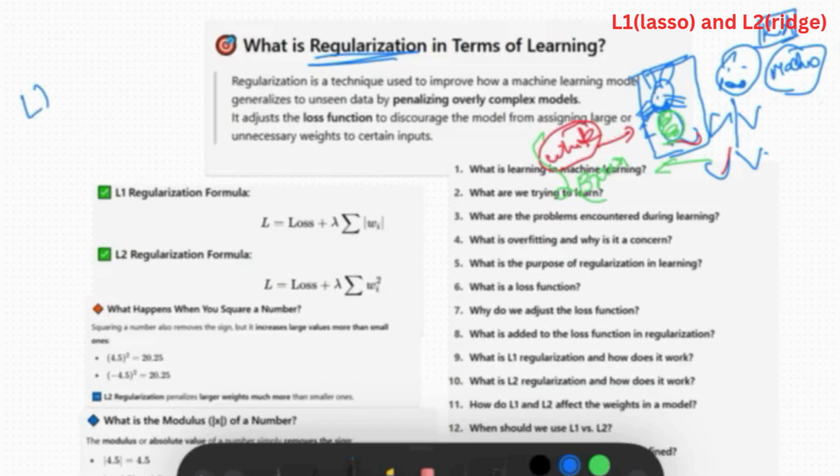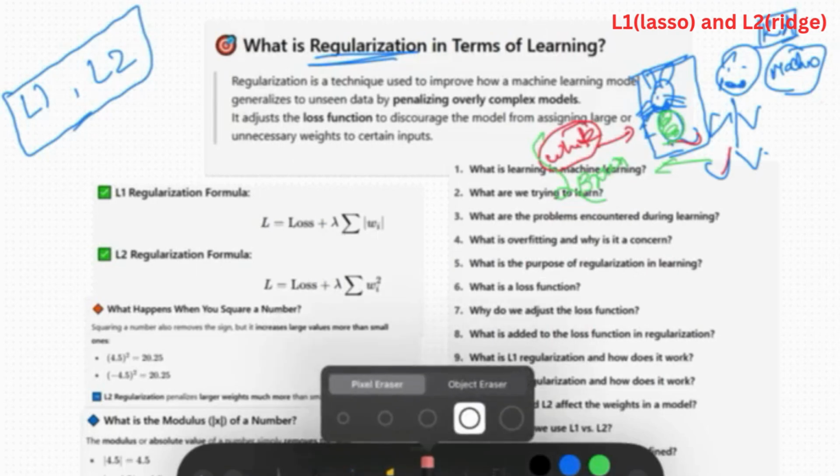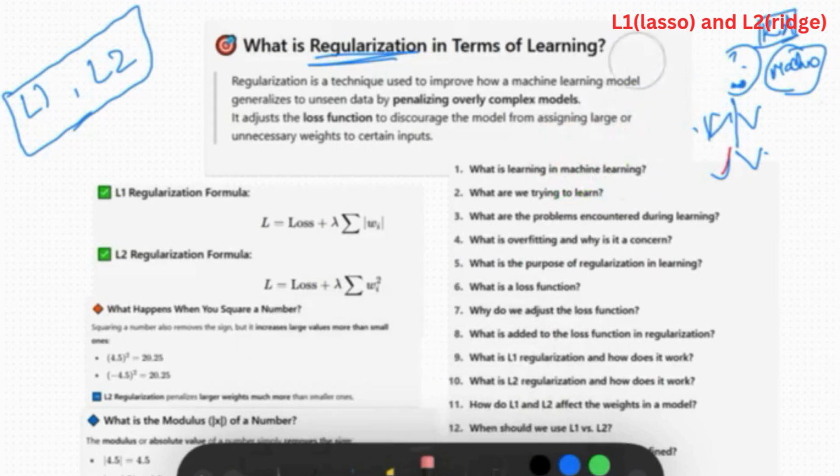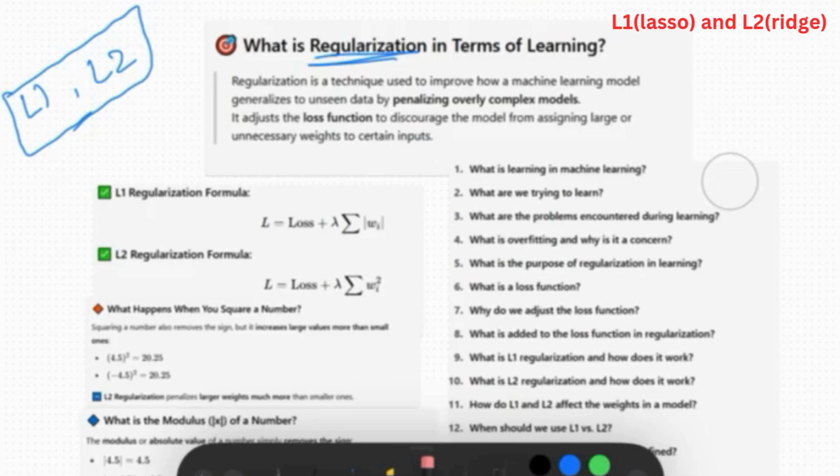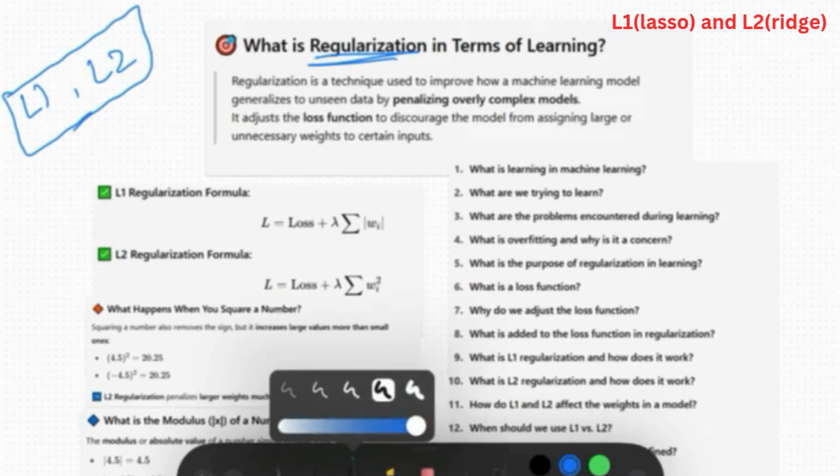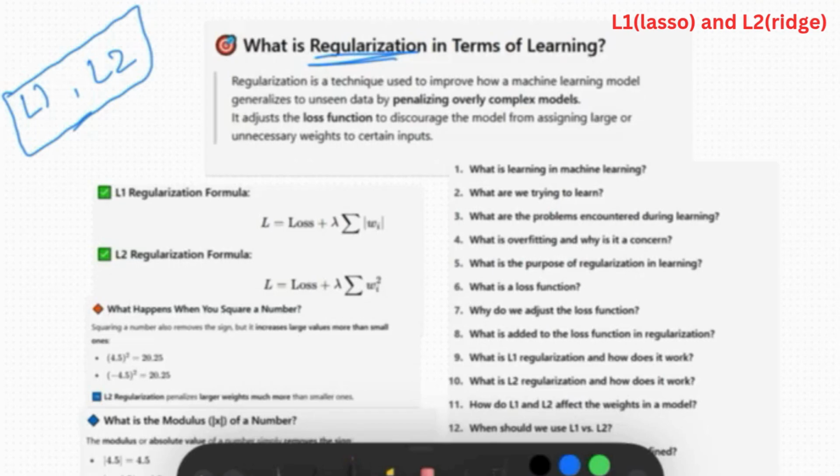Okay, now let's get into the detail of L1 and L2 as a method of regularization in learning. Let me erase this first of all. Okay, let me pick red color. What is L1 and L2? Mathematically speaking, we are adding a penalty term. Both L1 and L2 are adding a penalty term to the loss function.